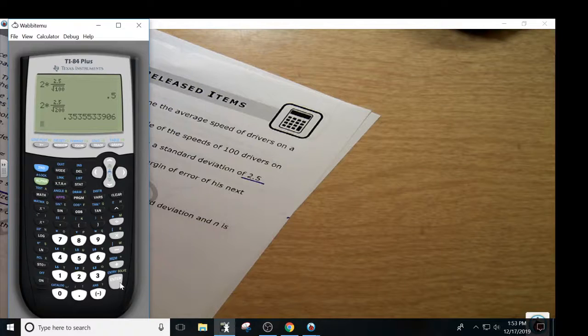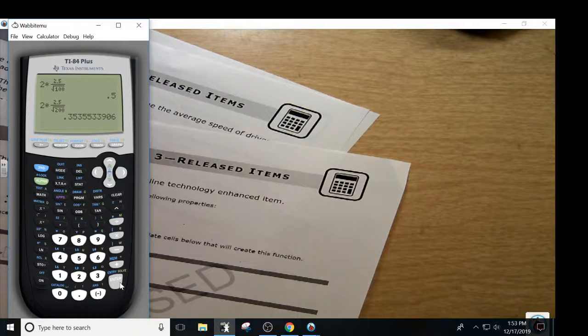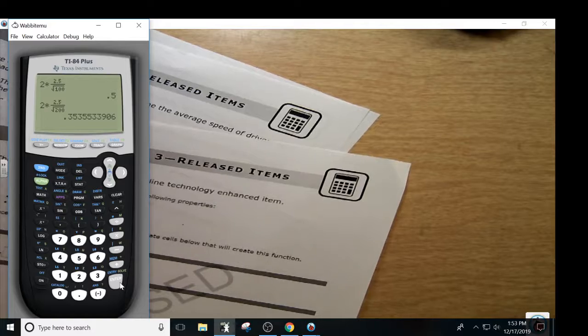Oh, here we go. Now, guys, I'm going to show you the fastest way to do this because you don't really need to know a whole lot of information to find this.